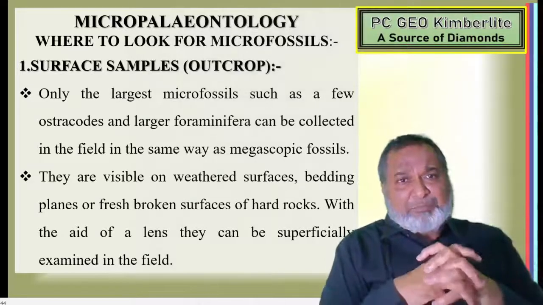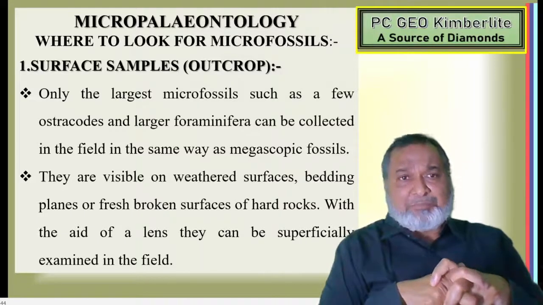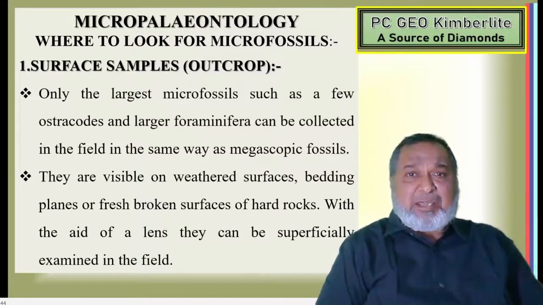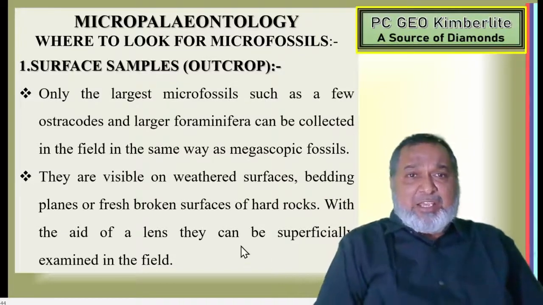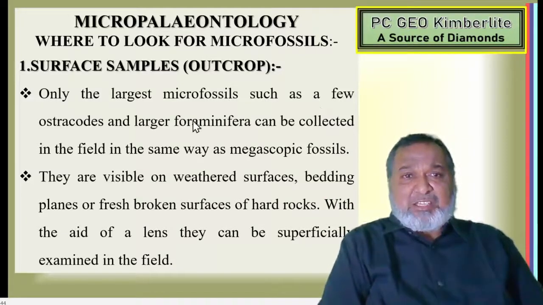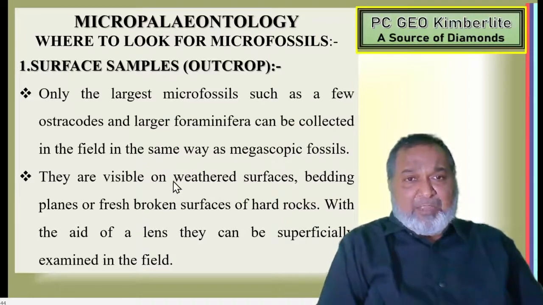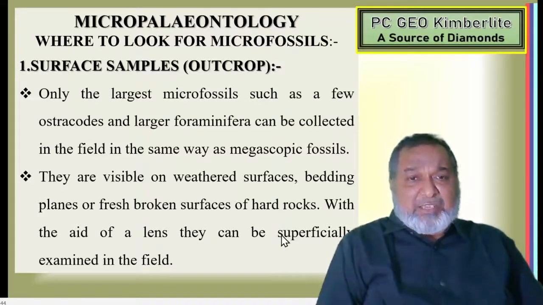First, we will see the surface samples from outcrops. Only the largest microfossils, such as a few ostracods and larger foraminifera, can be collected in the field in the same way as megascopic fossils. They are visible on weathered surfaces, bedding planes, or fresh broken surfaces of hard rocks. With the aid of a lens, they can be superficially examined in the field.